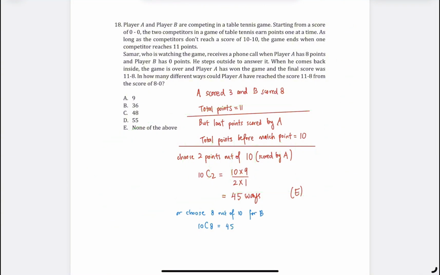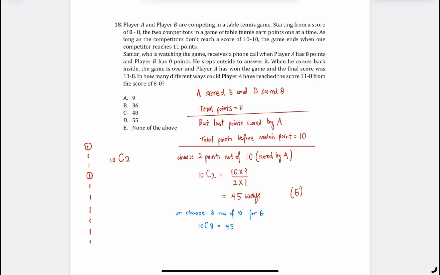Okay, for this case, remember about permutation and combination where we choose 2 out of how many cases? In this case, I have 10 numbers: 1, 2, 3, 4, 5, 6, 7, 8, 9, 10. 10 points. Of these 10 points, I need to choose 2 of them to be A, because A scored 3 in total. If we minus the match point, A scored 2 out of 10. So we need to find 2 from the given 10.